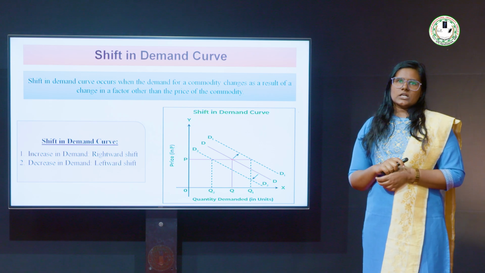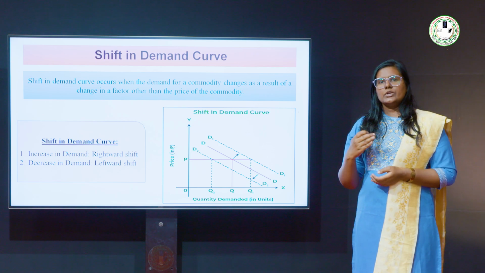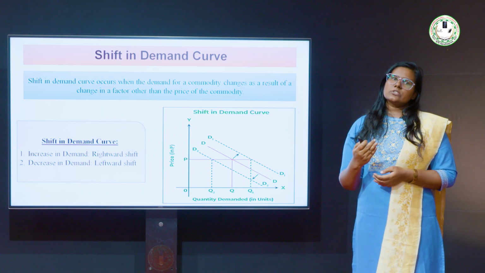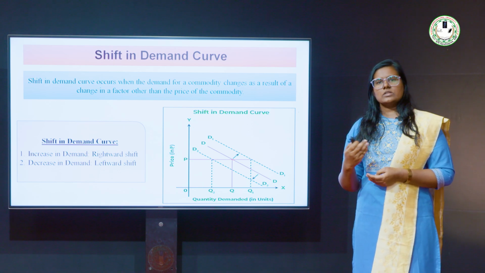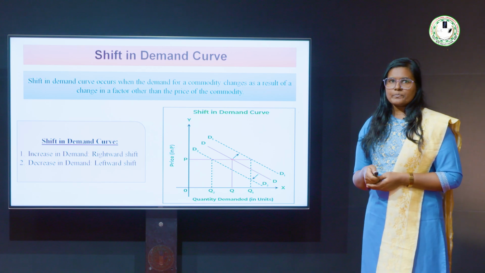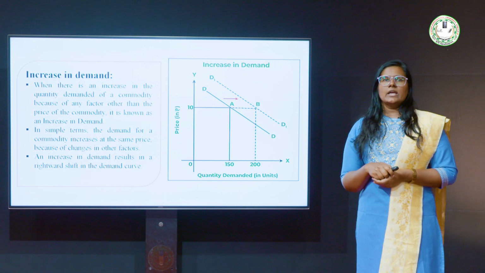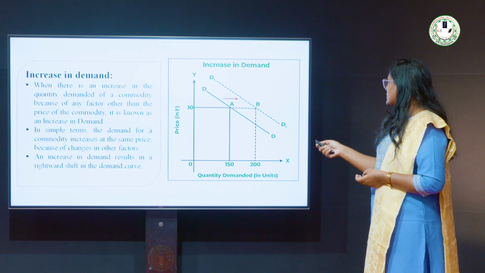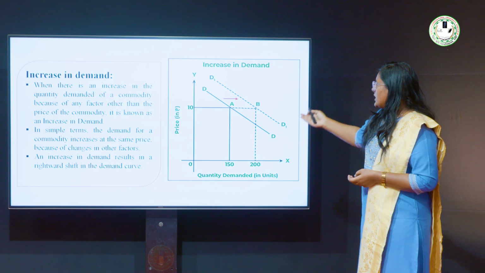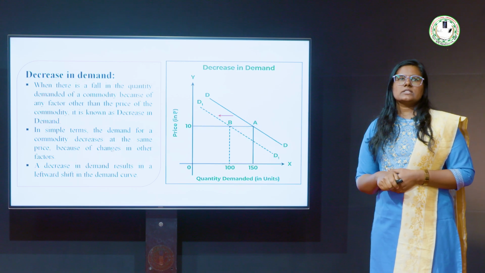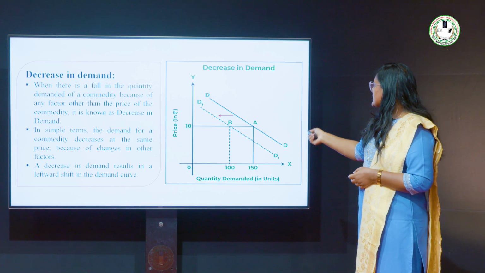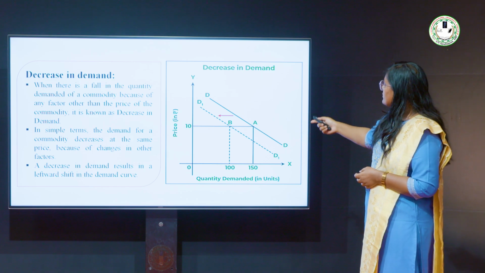Shift in demand curve occurs when the demand curve changes due to factors other than price. Again, it is of two types: increase in demand, which causes a rightward shift, and decrease in demand, which causes a leftward shift. Increase in demand occurs when the price is the same but the quantity demanded is more, so the demand curve will shift outward. And next one is the decrease in demand. This happens when at the same price the quantity demanded is less, so the demand curve will shift inward.